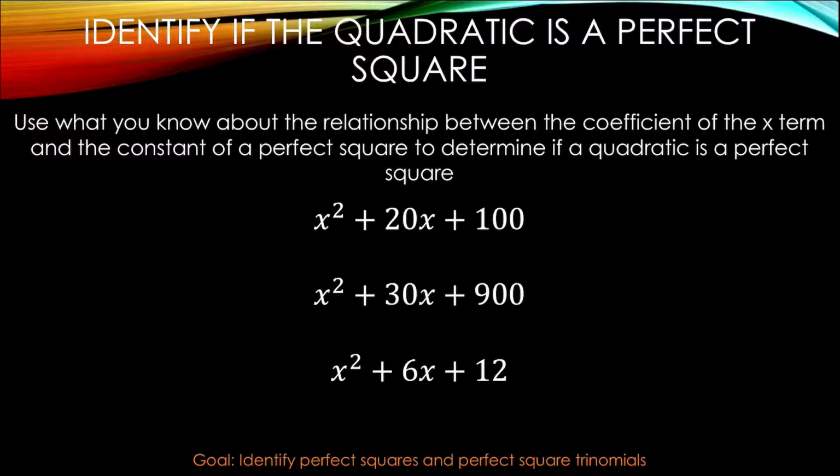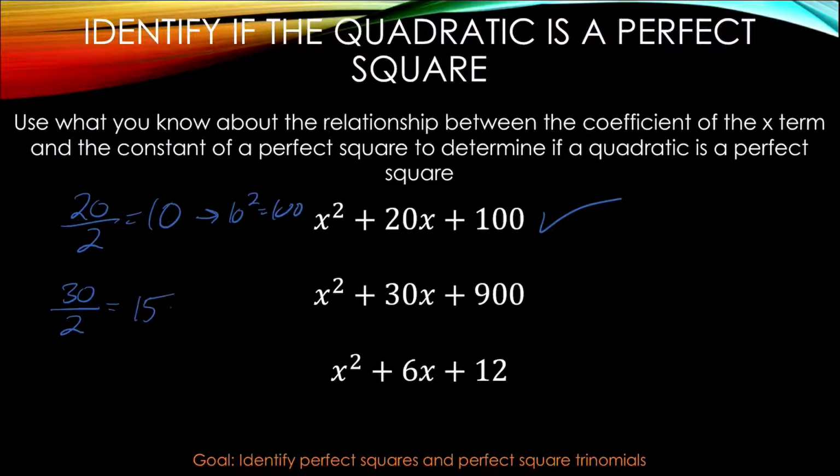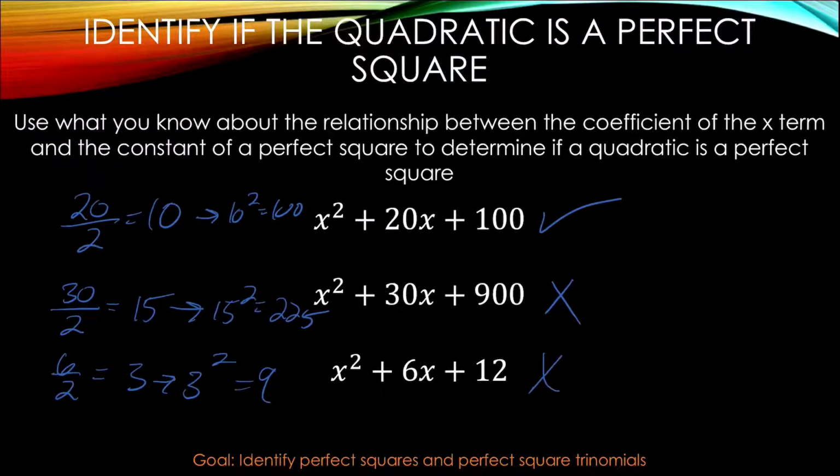Alright, so we want to be able to identify if these are perfect squares. So let's take this. I say 20 divided by 2 is 10. 10 squared equals 100. Boom, perfect square. Same thing here. 30 divided by 2 is 15. 15 squared, I believe, is 225. Nope, not a perfect square. 6 divided by 2 is 3. 3 squared equals 9. Nope, not a perfect square.